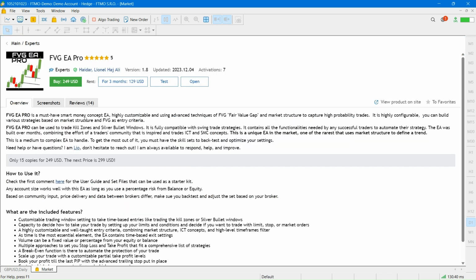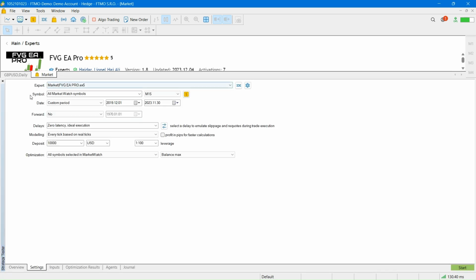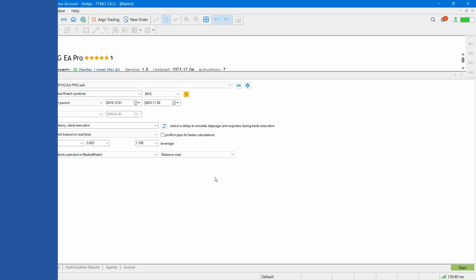Once you're there, I already have it as I downloaded it on my MetaTrader 5. So all you need is just to hit Test, and it will open inside the strategy tester.